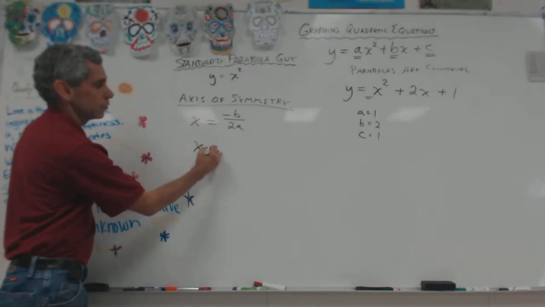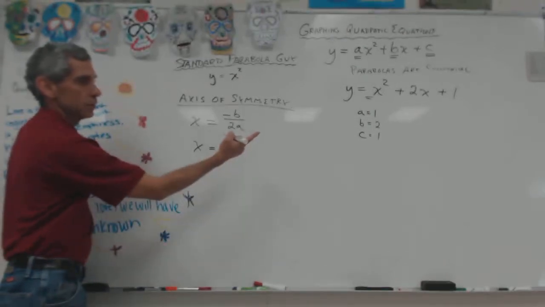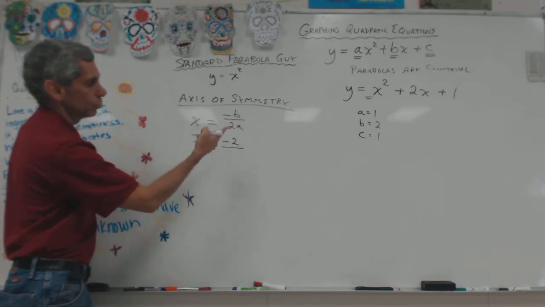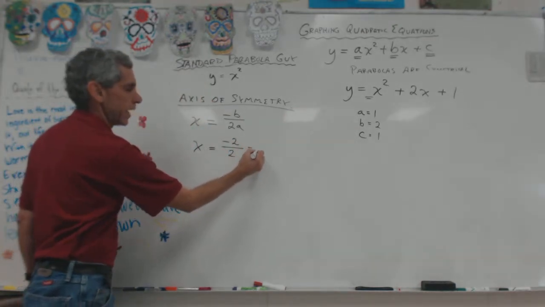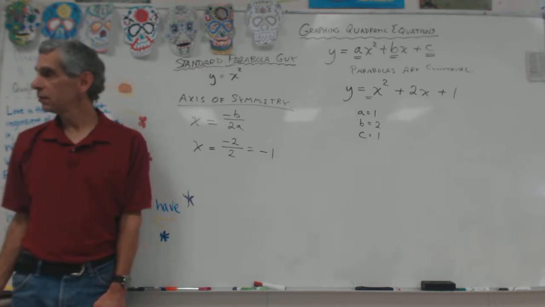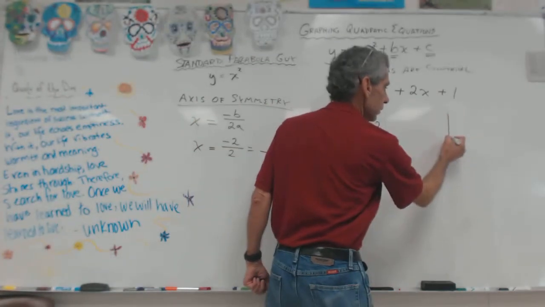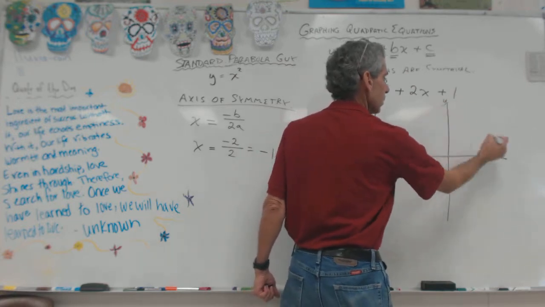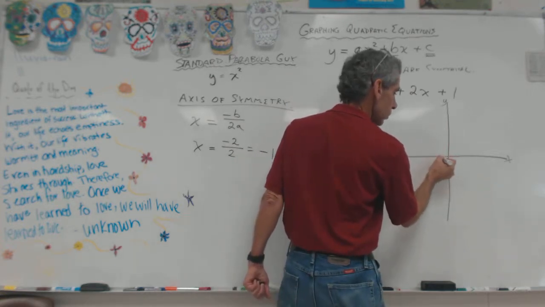So x is equal to negative b. What would I put? Negative 2, right? Over 2 times a. 2 times 1. So that's just 2. So my axis of symmetry is negative 1. You agree with me? Yes? Make sense? That means if I have a graph, where am I? x is, okay, so boom, boom.